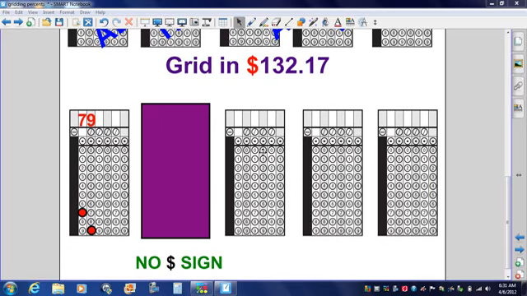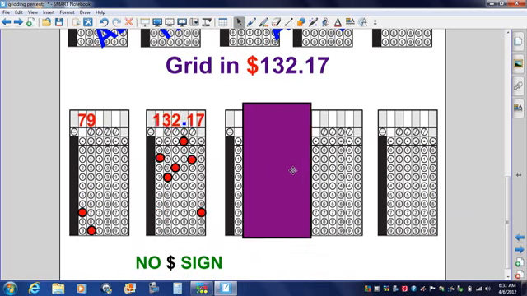In the second grid, we're going to practice putting in money for the FCAT. Pretend that you got an answer of $132.17. Remember, you are not going to put a dollar sign anywhere in the grid, near the grid, outside the grid. So you are just going to grid 132.17. Please do that on your paper. Don't forget to bubble in the decimal.